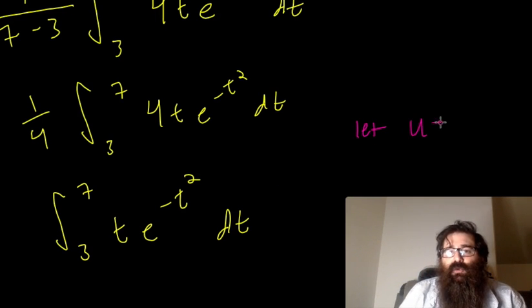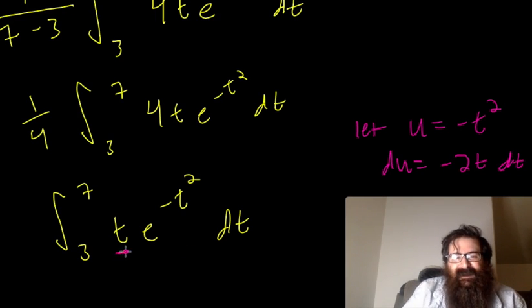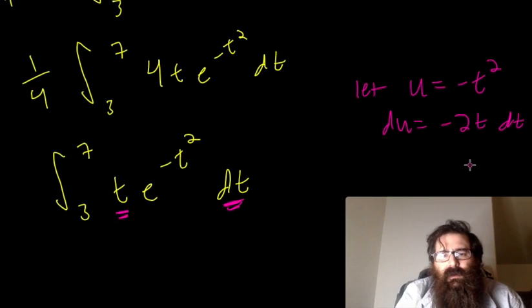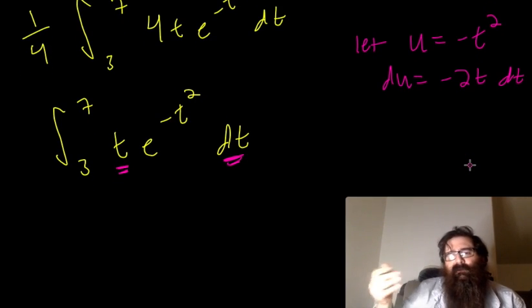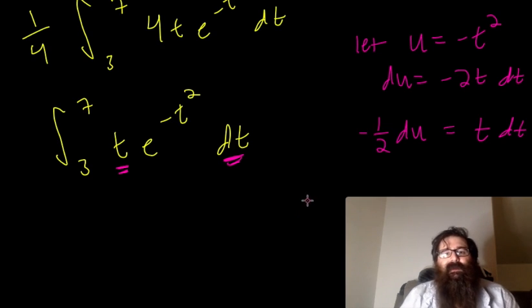We're going to let u be equal to negative t squared. If I take the derivative, du gives me negative 2t dt, and I can see the t dt, but I don't have this negative 2. So we would say, well, divide both sides by negative 2 or multiply by negative 1/2. So I can then say, well, then negative 1/2 du is the same as t dt. And I can make these replacements.